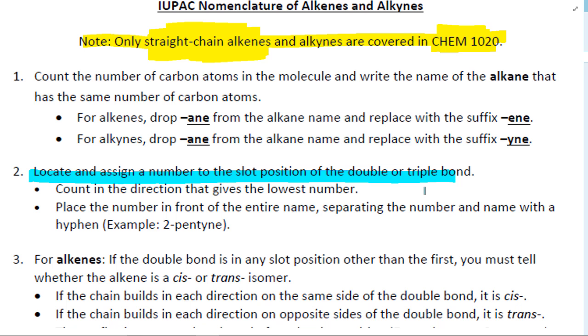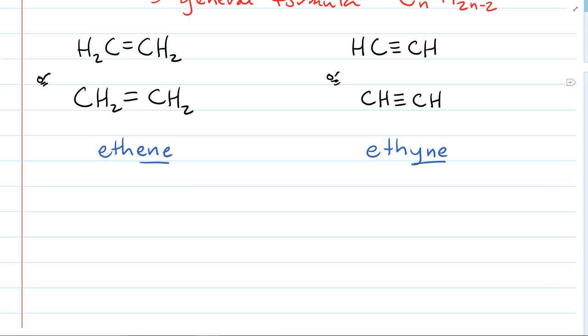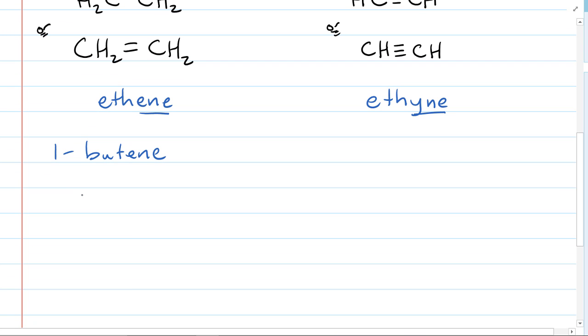So if we write this out, we would have 1-butene as the name. And then the structure for this one would look like this. We'd have CH2, then we put in the double bond, we have a carbon, then we have a CH2 and a CH3. Remember, the ENE suffix tells us that this is an alkene. The other thing we need to remember is that the general formula for an alkene is CnH2n. So that's why we have C4H8.